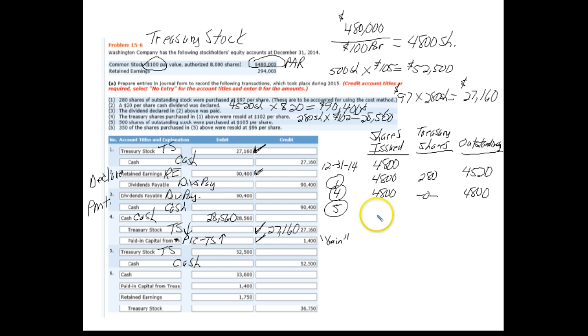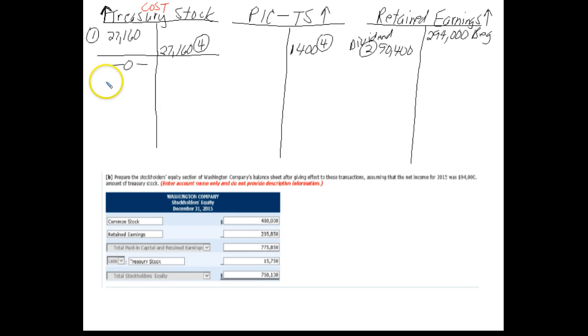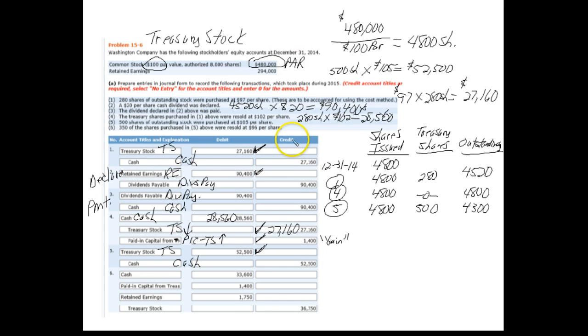So let's put that in a couple of places. So now we have the 4,800 shares that have been issued at one time or another. 500 of those are back in the treasury, which means only 4,300 are outstanding and available for dividends. I also want to post this $52,500 in my treasury stock account. Okay. All right. Last transaction.